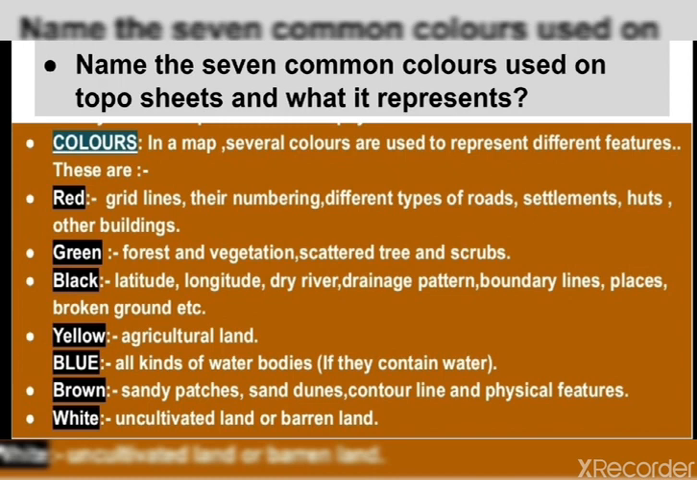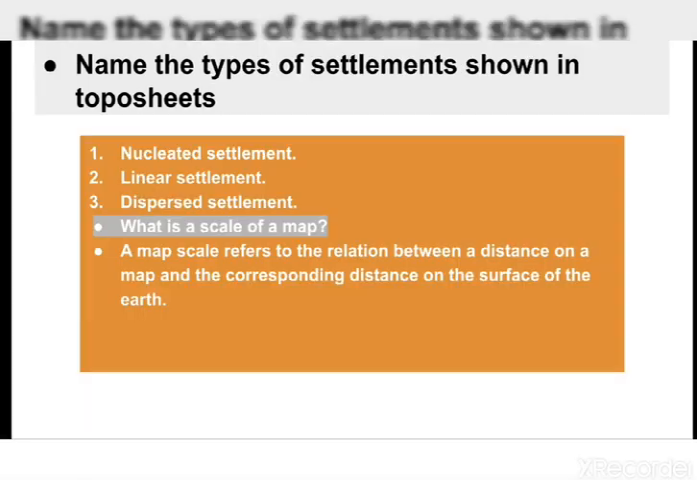Yellow, agricultural land. Blue, all kinds of water bodies if they contain water. Brown, sandy patches, sand dunes, contour line and physical features. White, uncultivated land or barren land. Next question, name the types of settlement shown in topo sheet. So the answer is nucleated settlement, linear settlement, dispersed settlement.